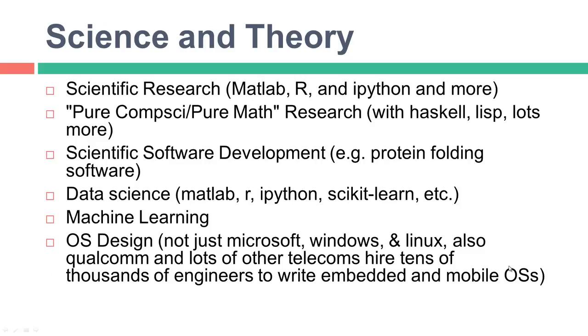Then there's the science and theory category. So there's scientific research. These are people in academia who use MATLAB, R, and IPython and more, those kind of things. There's also pure computer science or pure math roles where they research with Haskell, Lisp, and lots of other languages. There's scientific software development. So for instance, there's some companies working on protein folding software, a lot of biotech companies. There's just a general term, data science, which is what I do personally, which again is MATLAB, R, IPython, scikit-learn, etc., and machine learning, which also falls under data science.